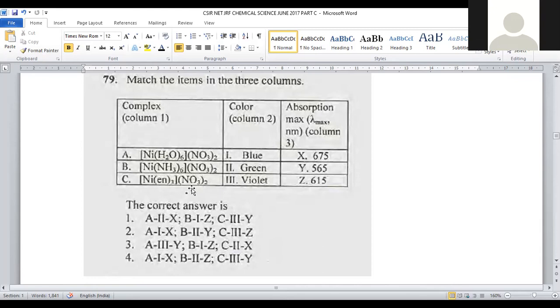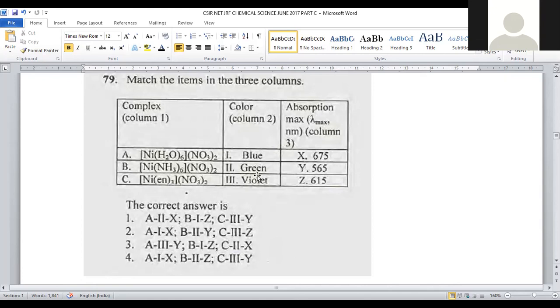So nitrate ions are common for all. Nickel metal is also common for all. The only deciding factor will be the ligand: water, ammonia, and ethylenediamine. Based on their strength, in accordance with the spectrochemical series, their absorption maximum, lambda max values, depend. And based on these lambda max values, that means absorption of light from the electromagnetic radiation, their colors will be imparted, because they exhibit complementary colors, right? So complementary color exhibition will be possible.